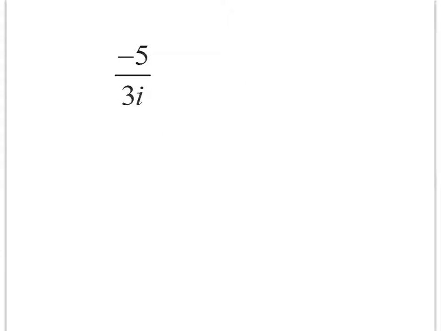We have a negative 5 over 3i, and again we have a 3i in the denominator of our fraction. We cannot have an i in the denominator of our fraction because our fraction rules say you cannot have a radical in the denominator of a fraction, because i is equal to the square root of negative 1. So we're going to rationalize by simply multiplying the top and bottom both by i.